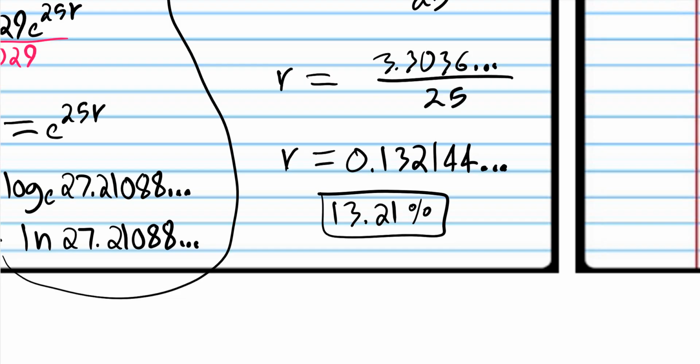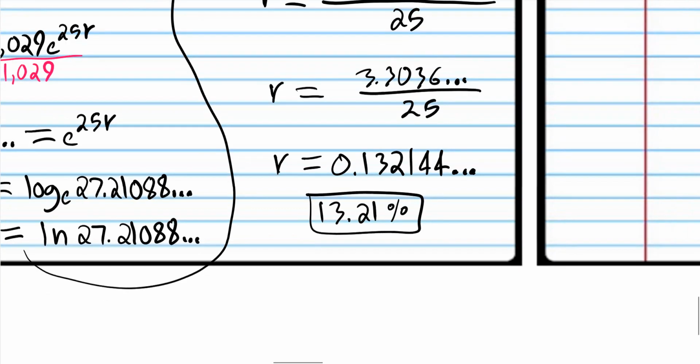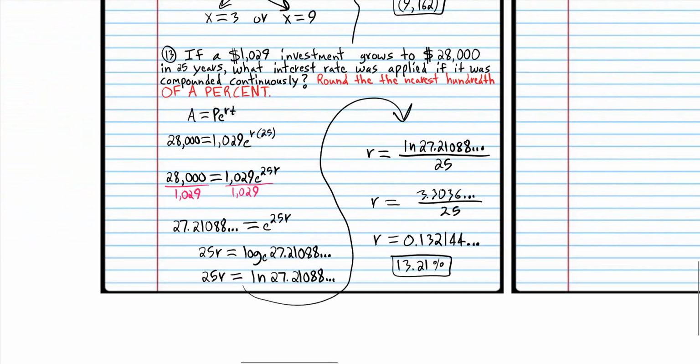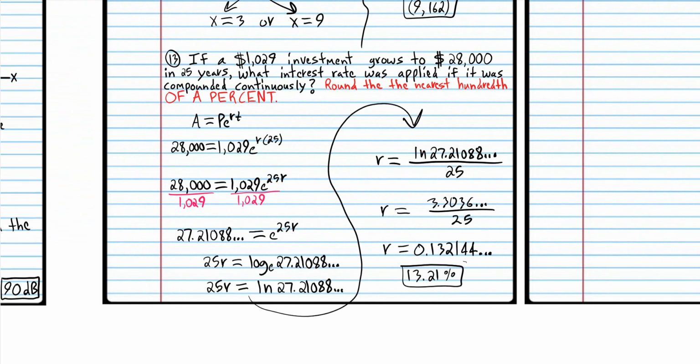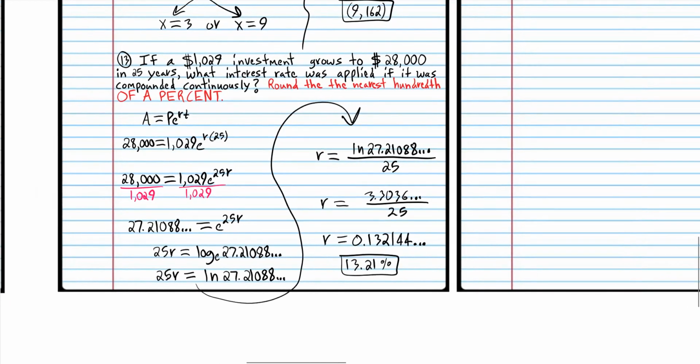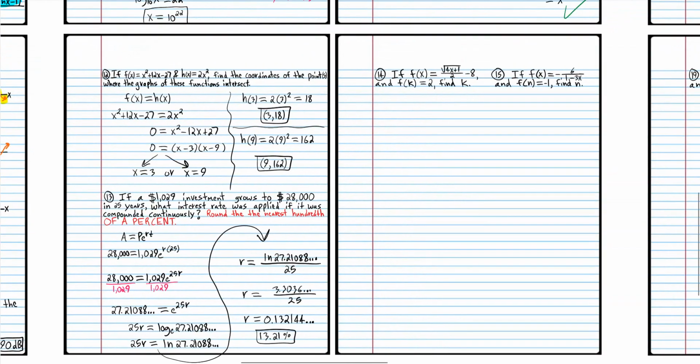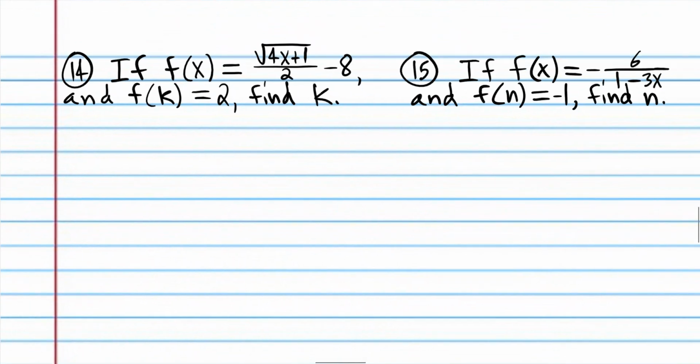Rounding to the nearest tenths or hundredths or thousandths of a percent is different than just rounding to the hundredths or tenths or thousandths. If it says round to the nearest hundredths of a percent, that means that after you change to a percent, then you round to that accuracy. So it's very important that you understand that. Okay, if you got that right, excellent. On to number 14.